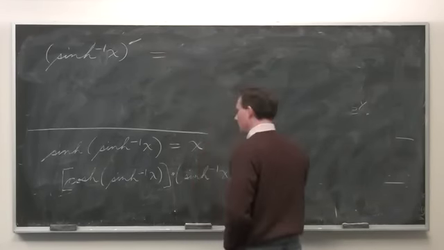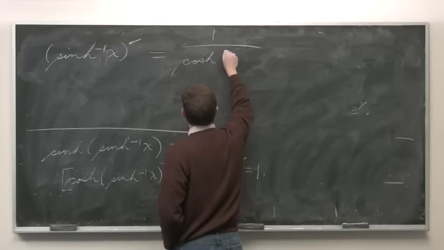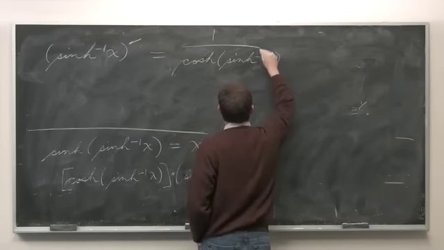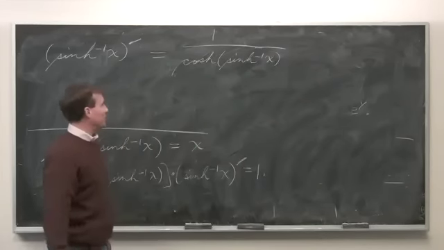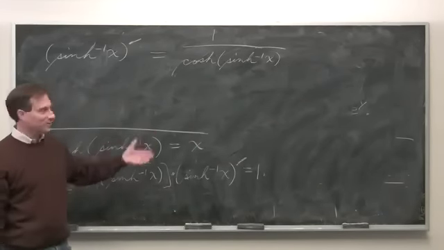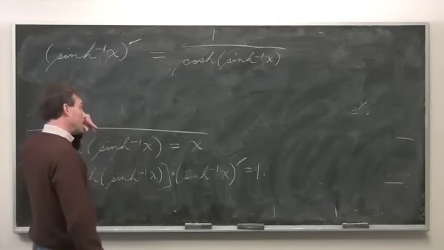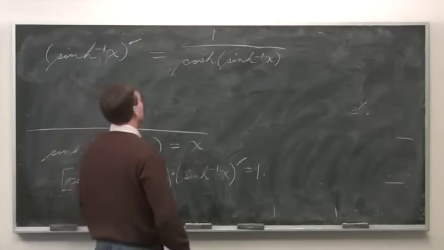hyperbolic cosine, so cosh, of the inverse hyperbolic sine of x. This is not terribly attractive. I said you get a nice formula. Well, you may think this is nice, but you know, can we write the hyperbolic cosine of the inverse hyperbolic sine in a nicer way? And the answer is yes, we can.